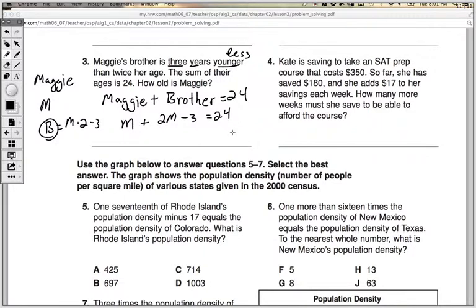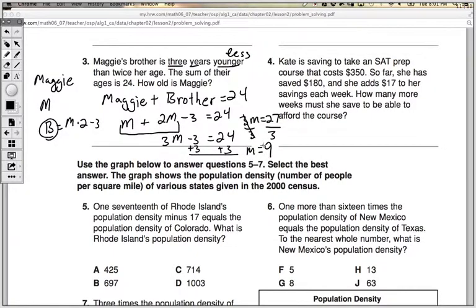Wow, that's kind of crazy there. All right, so let's see what we have happening here. Well, I could do some combining. M and 2M, Maggie and twice Maggie, is going to be 3 Maggies. Then we got subtract 3 equals 24. If I were to add 3 to both sides, I would come up with 3M equals 27. So then making a 1 by dividing by 3 on both sides, Maggie is 9 years old.